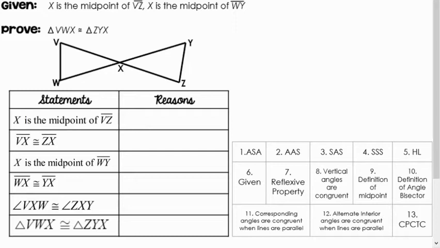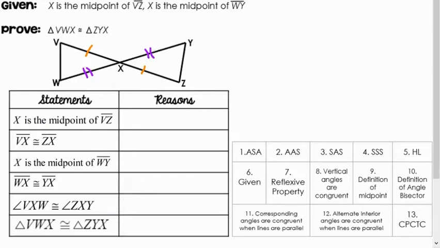So it said X is the midpoint of line segment VZ. So I see I've got line segment from V to Z and X is the midpoint. That means it breaks it into two equal parts. So those two parts are congruent. Okay. Then it says X is the midpoint of line segment WY. So X is also the midpoint of line segment WY, which means it splits WY into two equal parts, which means that part is congruent to that part.